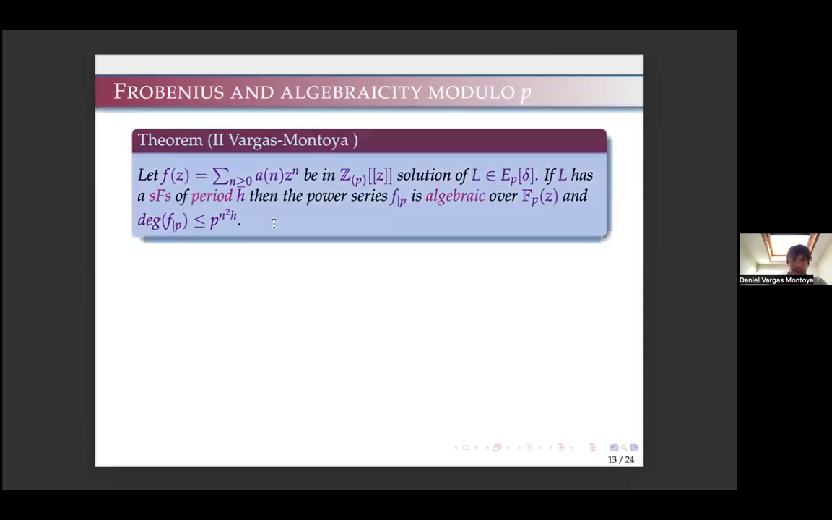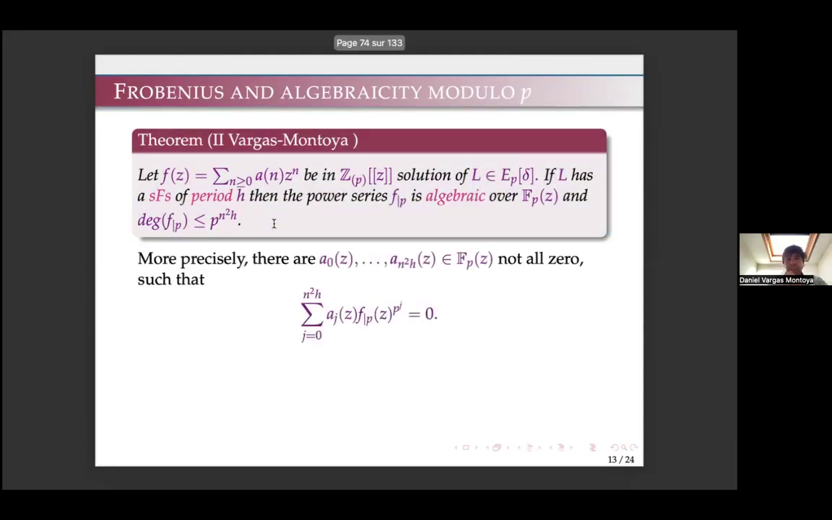This is important. So more precisely, the proof of this theorem shows that there are rational functions, not all zero, so that we have this expression. So it's clear that from this expression, we get that f modulo p is algebraic, because these rational functions are not all zero. And also we get that the algebraicity degree is bounded by p to n squared times h.